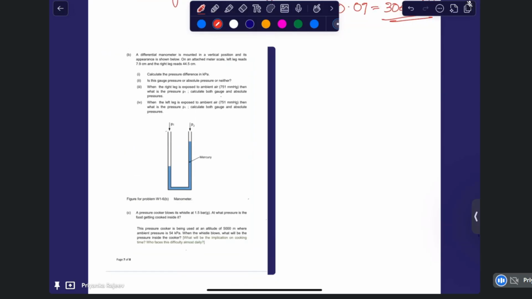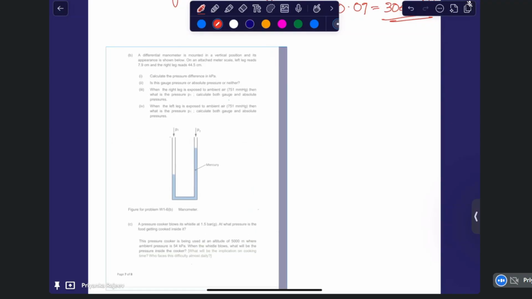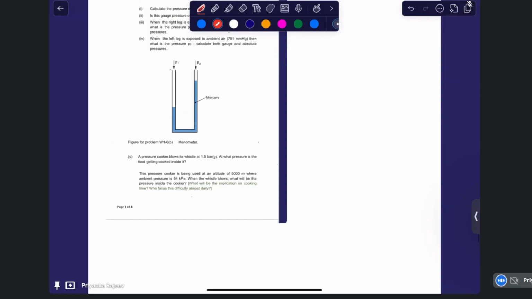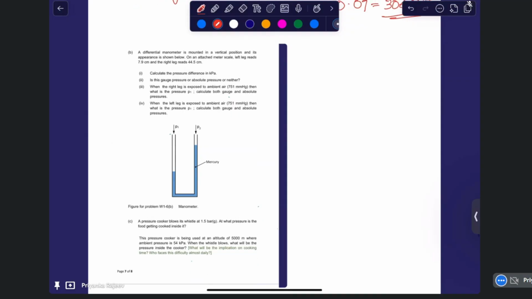A differential manometer is mounted in a vertical position and its appearance is shown below. On an attached meter scale, the left leg reads 7.9 centimeter and the right leg reads 44.5 centimeter. Calculate the pressure difference in kilopascal.